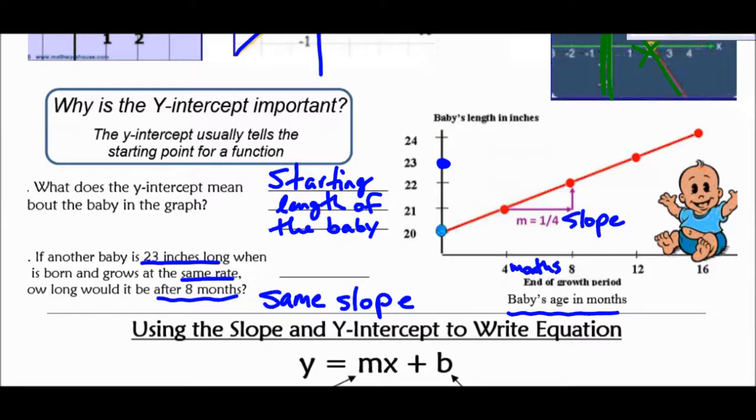So it goes up 1 inch after 4 months. That gets us up to 24. Going up 1 over 4, and then we're going to do that same thing one more time because we want to get it up to 8 months here. So up 1 over 4. We can see that would be 25 inches after 8 months.